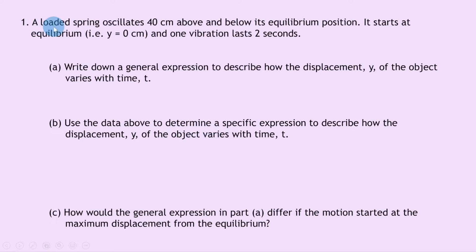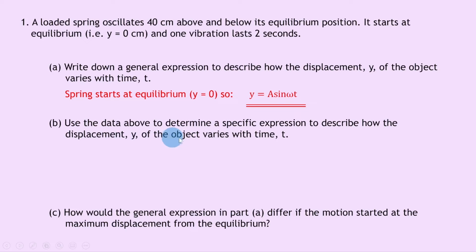So let's get started. Question 1 says that a loaded spring oscillates 40 centimeters above and below its equilibrium position. It starts at equilibrium, i.e. when y equals 0 centimeters, and one vibration lasts 2 seconds. Part A says to write down a general expression to describe how the displacement y of the object varies with time t. Well, since the spring starts at its equilibrium position when y equals 0, then that means we're going to be using sine in our expression for displacement. So we have y equals a sine omega t.